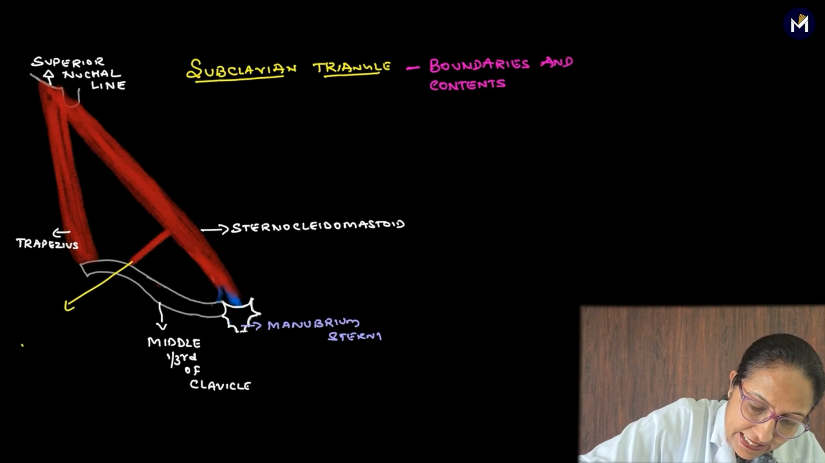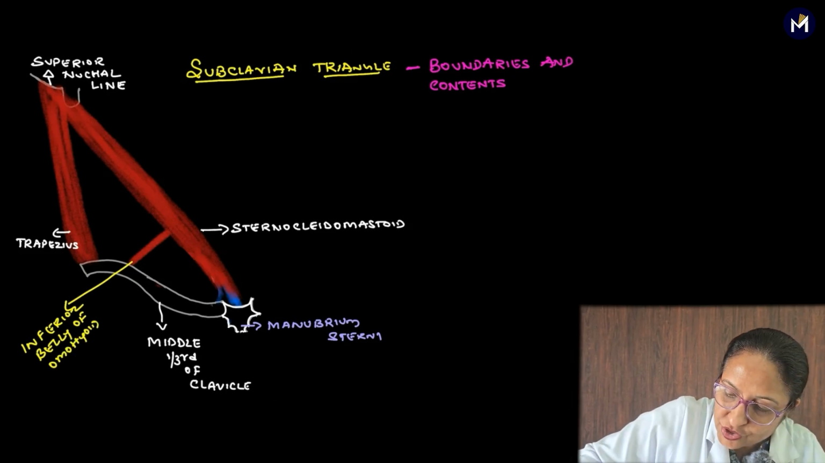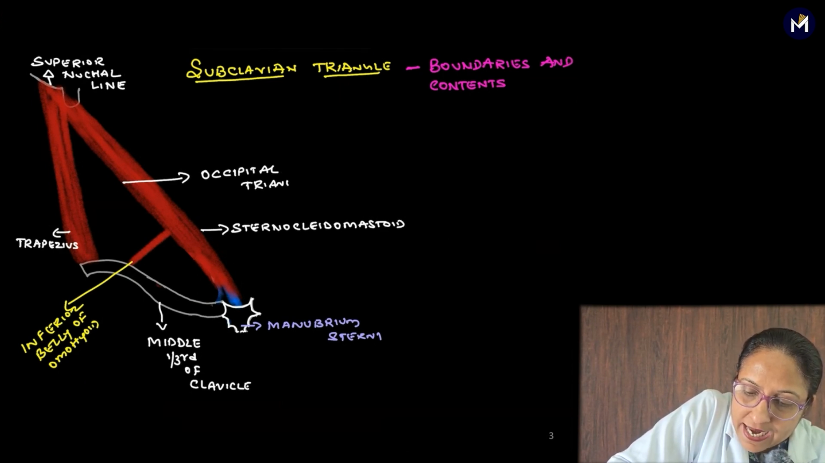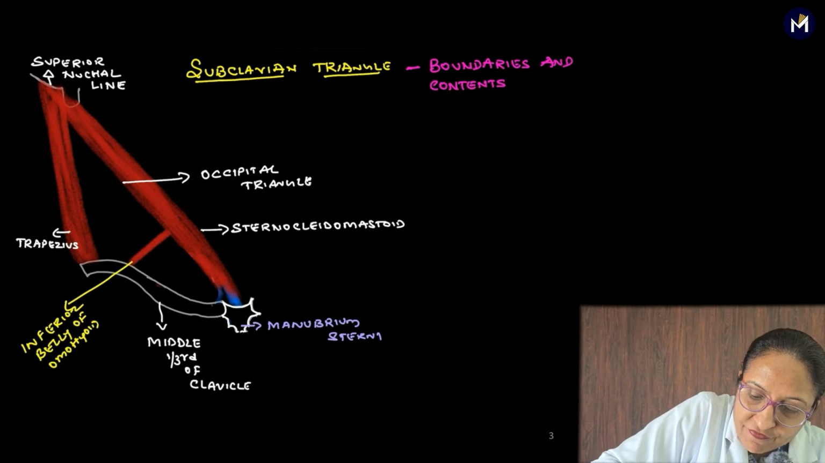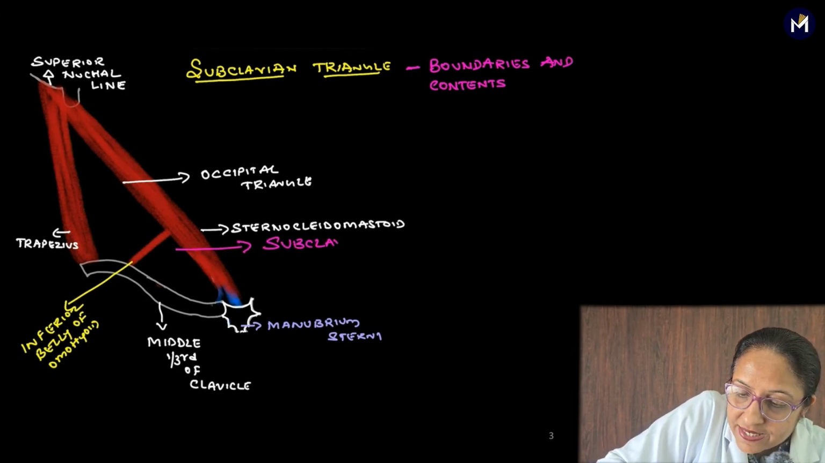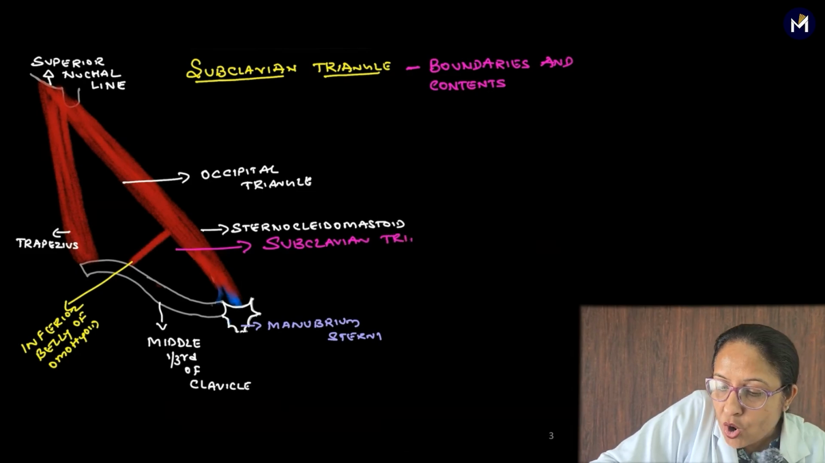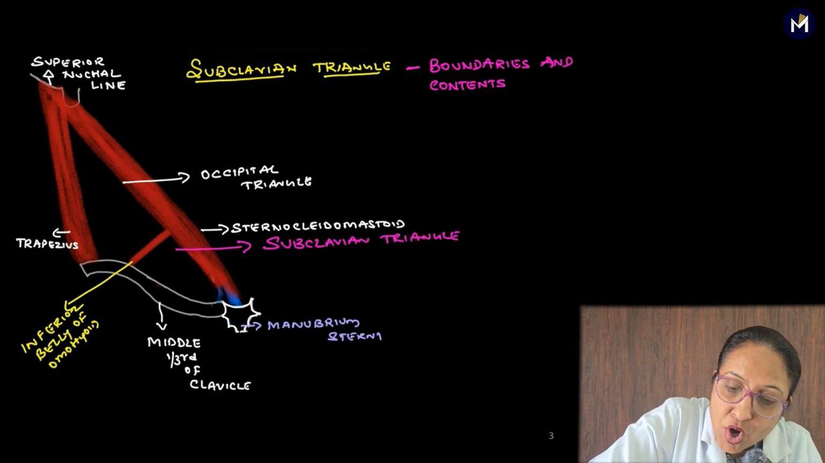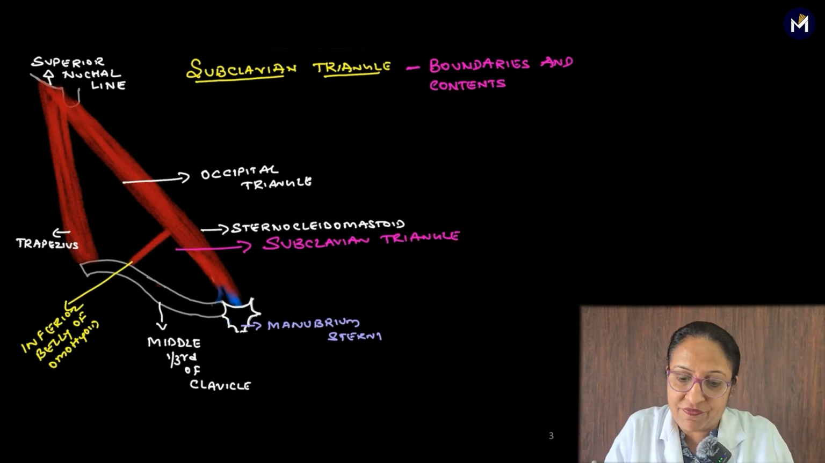So this is the inferior belly of omohyoid, which has divided the posterior triangle into the occipital triangle, and the most important one we are going to discuss now, the subclavian triangle. You can also call it the supraclavicular triangle. Now, what are the boundaries of this subclavian triangle?